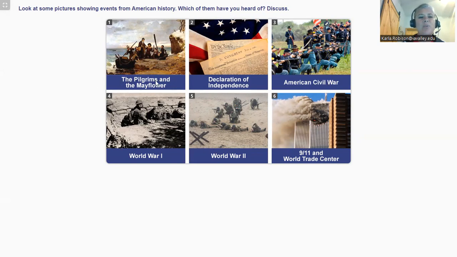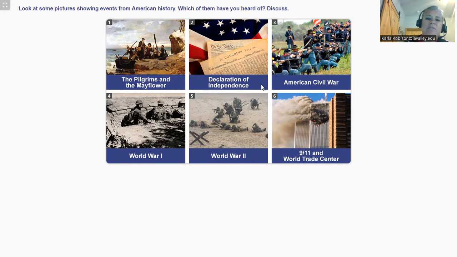First of all, the Pilgrims and the Mayflower. This is where the United States basically first had its beginning. The Pilgrims were from England, and they were being persecuted or killed because of the religion they were practicing. So they came over on a ship from England and landed in Plymouth, Massachusetts in the 1600s. That is going to be the very first part of our American history, when the Pilgrims landed, and that is why we have Thanksgiving.